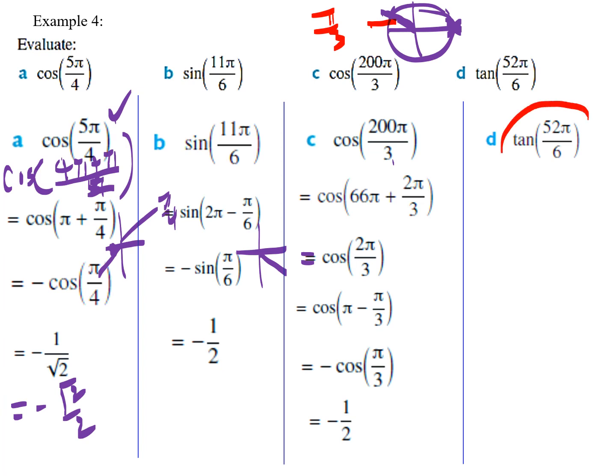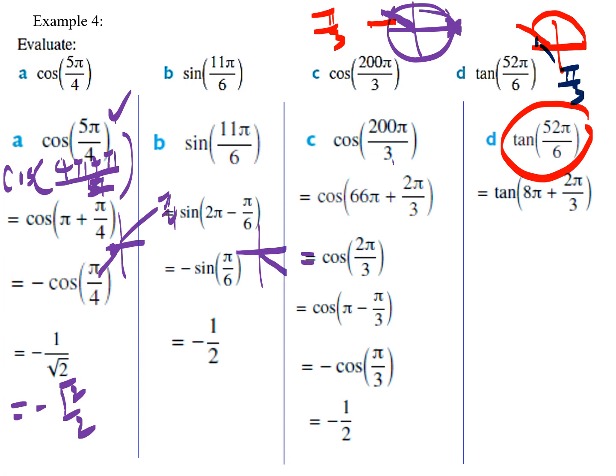Tangent 52 pi on 6, think of the biggest number that 6 can go into. I'm thinking of 48. So 52 is 48 plus 4. 48 pi on 6 will give you 8 pi. And then I've got 4 pi on 6, which is reduced to 2 pi on 3. So again, you think of 8 pi here, plus 2 pi on 3. Back to the second quadrant. So the acute angle on that side is pi over 3. So tangent in the second quadrant will be negative. So you'll be thinking of negative tangent pi on 3.